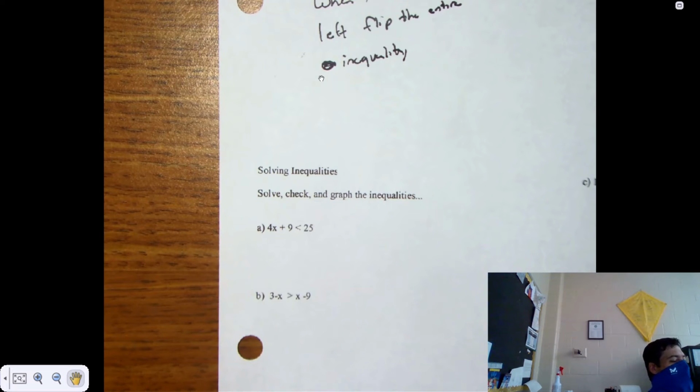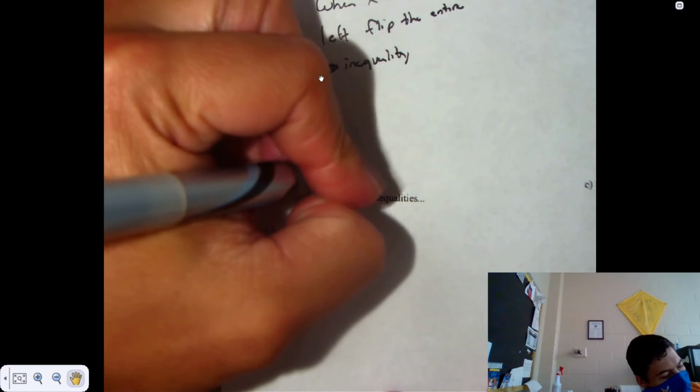Here comes solving. Solving is really easy. Just treat the inequality symbol as an equal symbol.